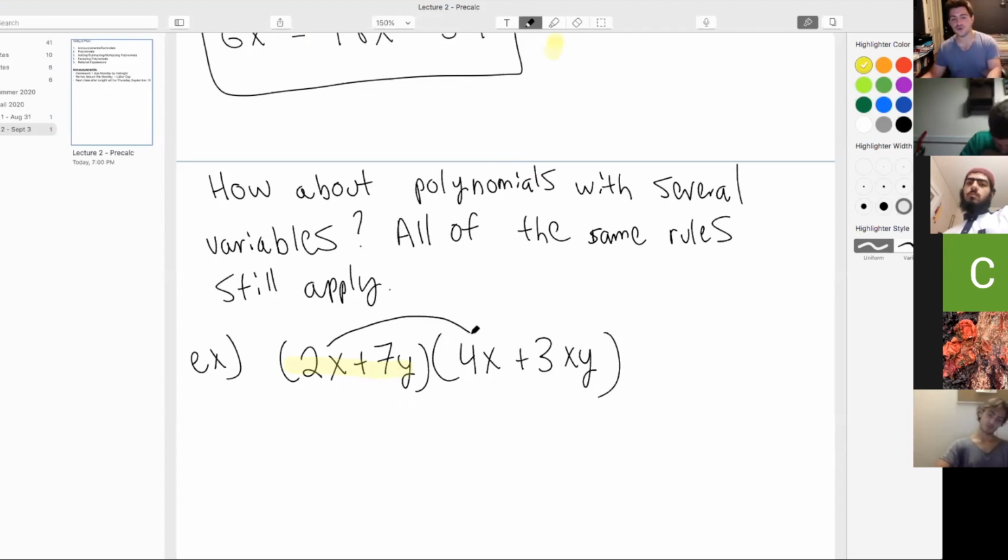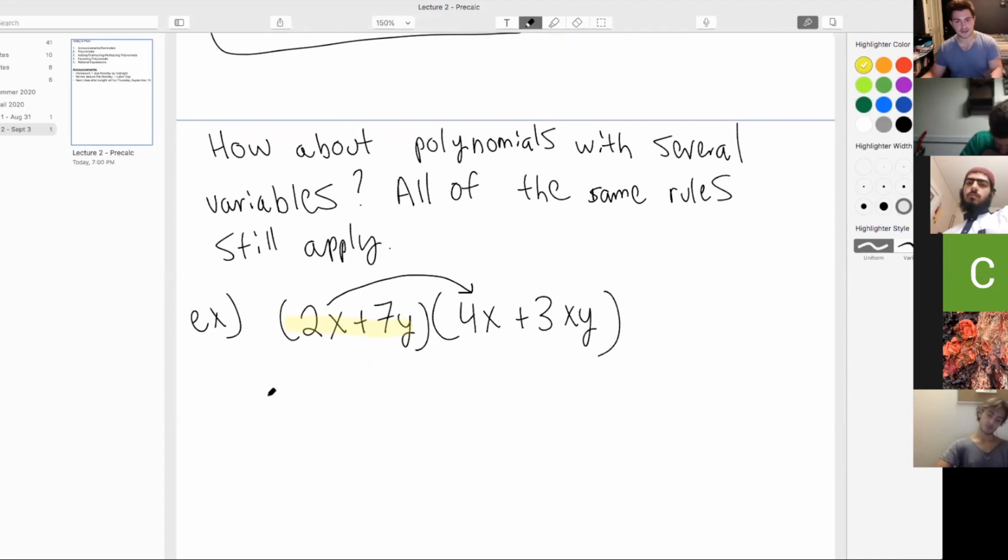So first do 2x multiplied by 4x. That will just be 8x squared. Cool. Next, do 2x multiplied by 3xy. That will be 6x squared times y.